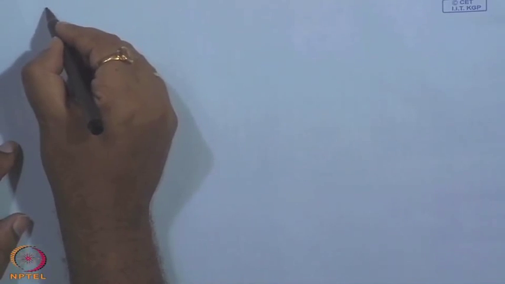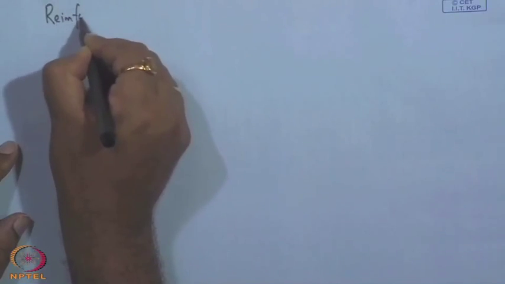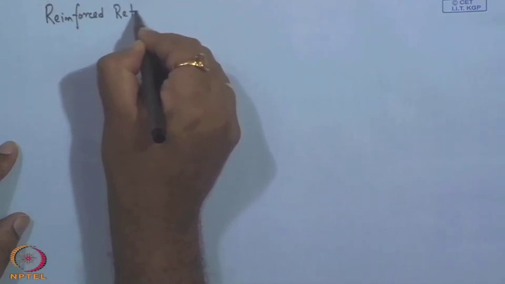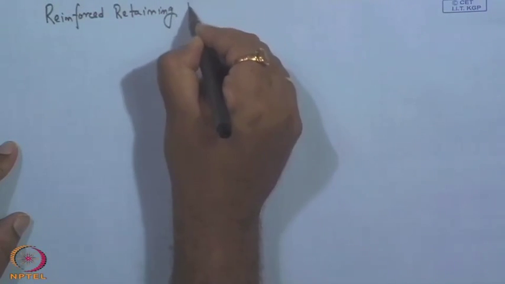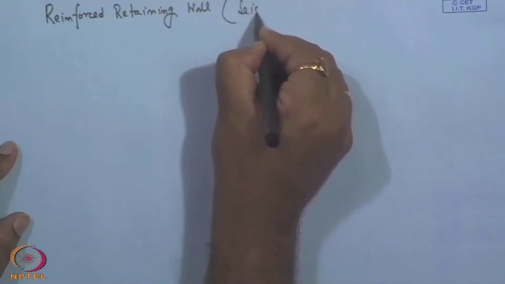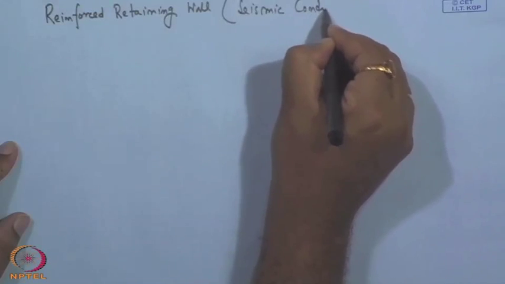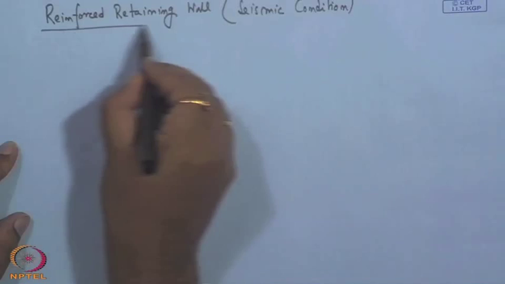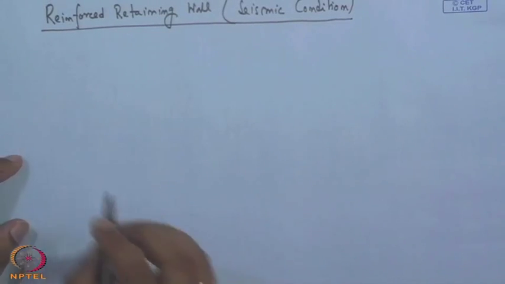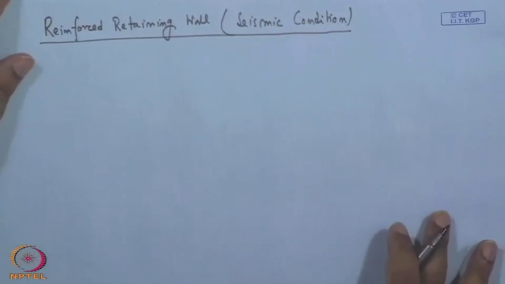I have already discussed the design steps of the reinforced retaining wall under static condition. Now, what additional things we have to consider during the earthquake condition, we will discuss in the next section. So, for the reinforced retaining wall in the seismic condition, as I have mentioned, we have to consider two conditions. One is the internal stability check, another is the external stability check.